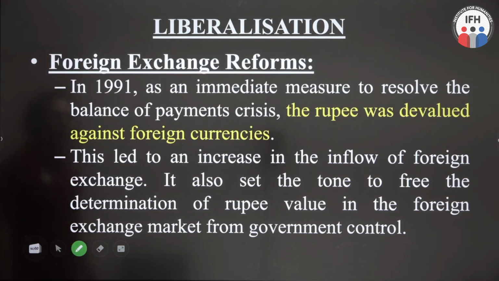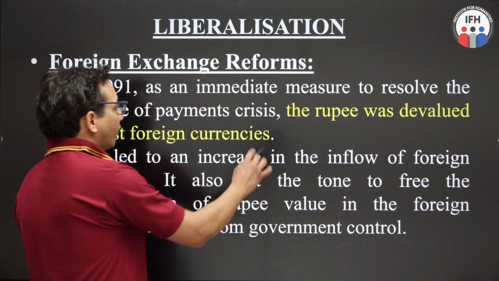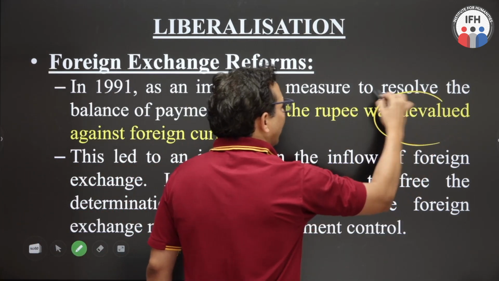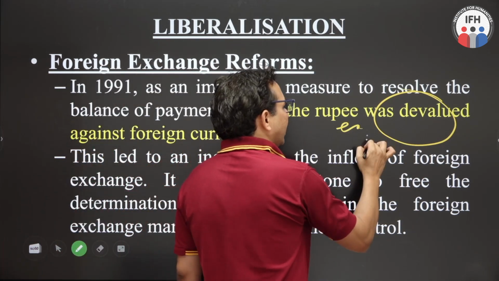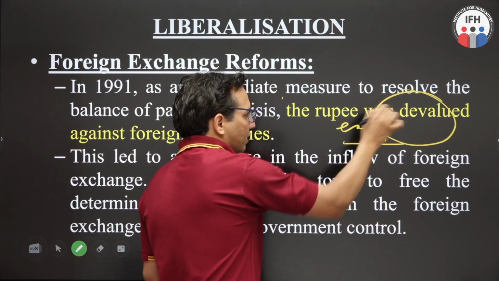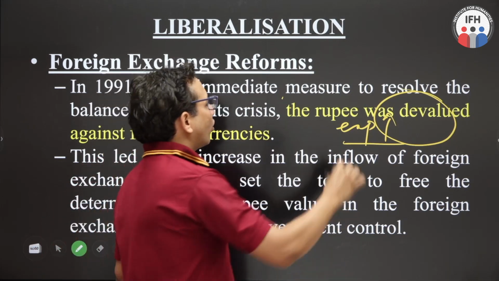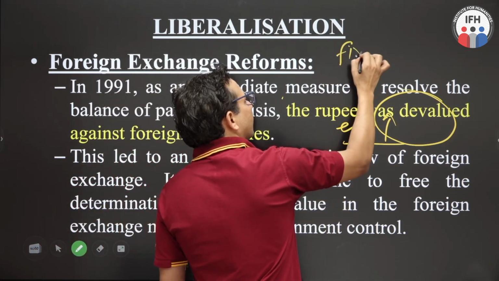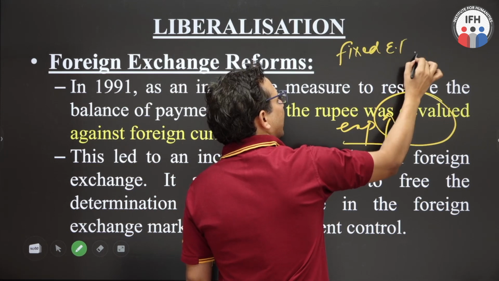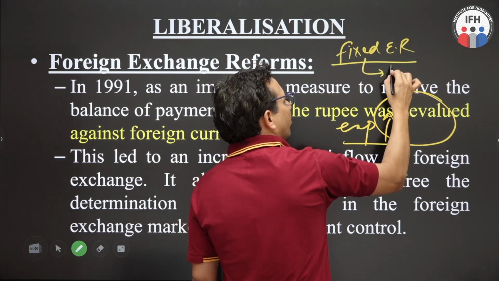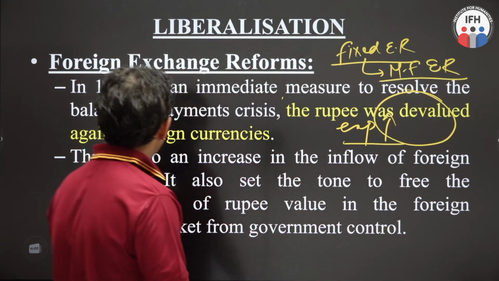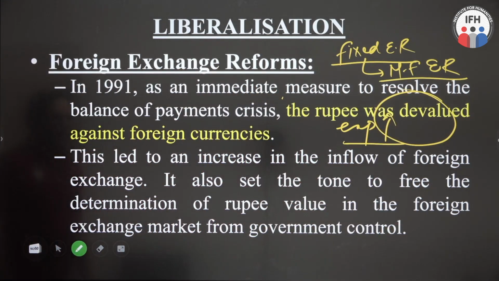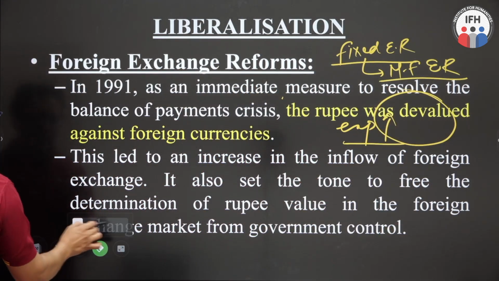So, what were the foreign exchange reforms? The rupee was devalued, and because of devaluation of the rupee, our exports increased. And this was the first thing, devaluation, and later from a fixed exchange rate regime, we went to a managed floating exchange rate regime. All right. Okay.